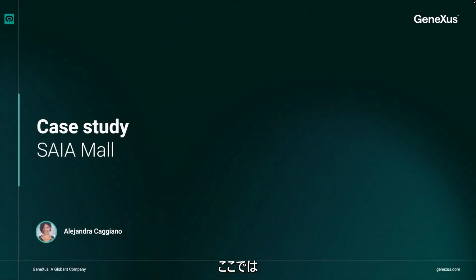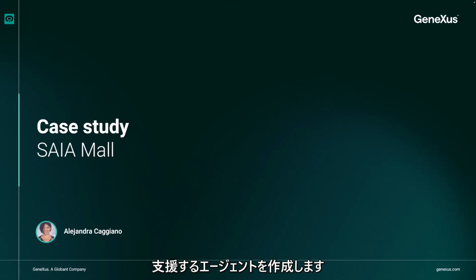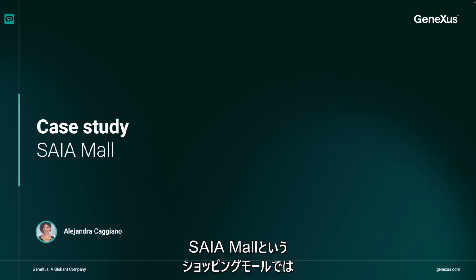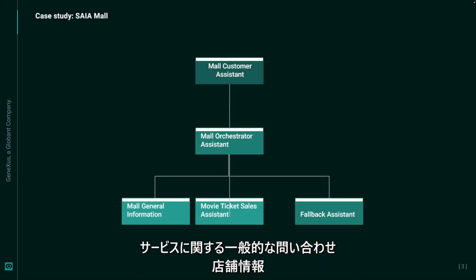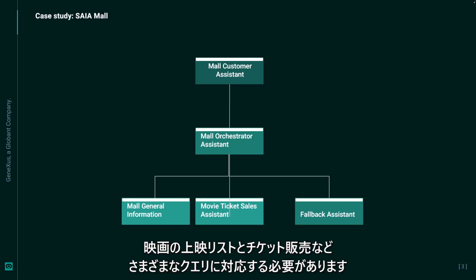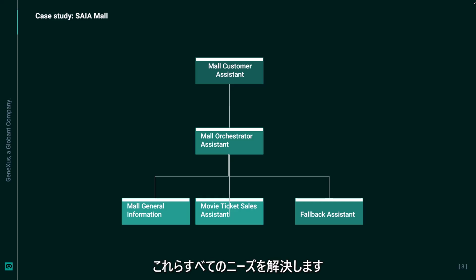At this point, we are going to create an agent that provides assistance in a shopping mall, helping users to solve different needs. The shopping mall, called Saya Mall, needs to automate the tasks related to customer service, helping with different queries, such as general inquiries about their services, information about their stores, movie listings and ticket sales, etc. This agent will be composed of different assistants, which will make it possible to solve all these needs.